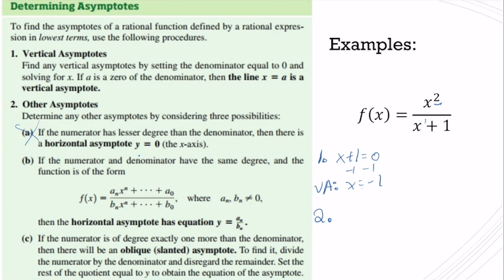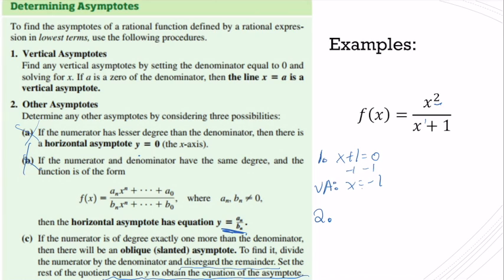Next, if the numerator and the denominator have the same degree, I'd have a horizontal asymptote of this form, but they do not have the same degree, so it's not case B, it's got to be C. If the numerator is of degree exactly one more than the denominator, then there will be an oblique or slanted asymptote. To find that, we divide the numerator by the denominator and disregard the remainder. And y equal to the rest of what we have left over will give us our equation for our asymptote.